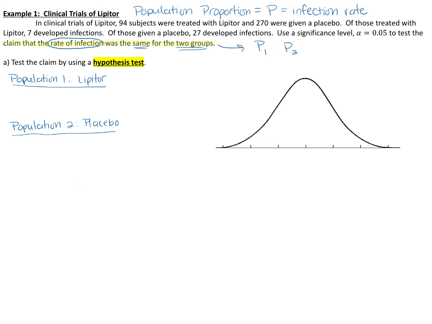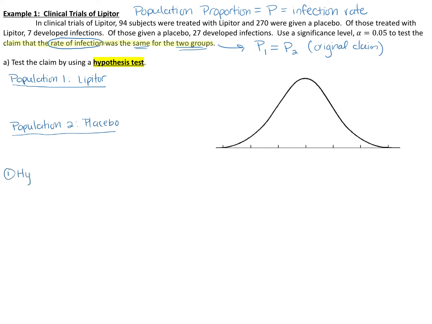And then this original claim is claiming that these two rates are the same. So that means I'm going to use the equal sign, and then I'm going to keep track here that this is the original claim. So right away, I know that this original claim is going to be my null hypothesis. So I'm going to go ahead and start doing the hypothesis test, and I'll write it down in steps.